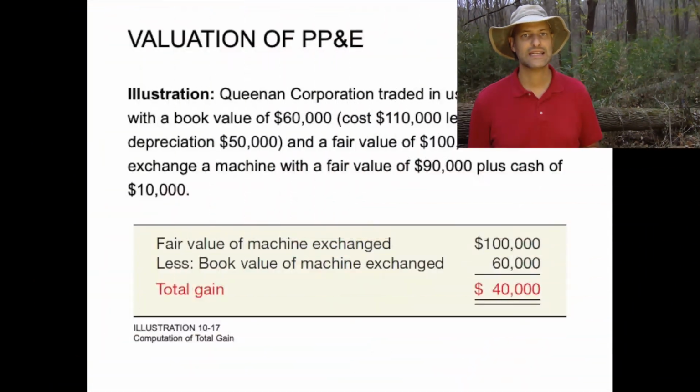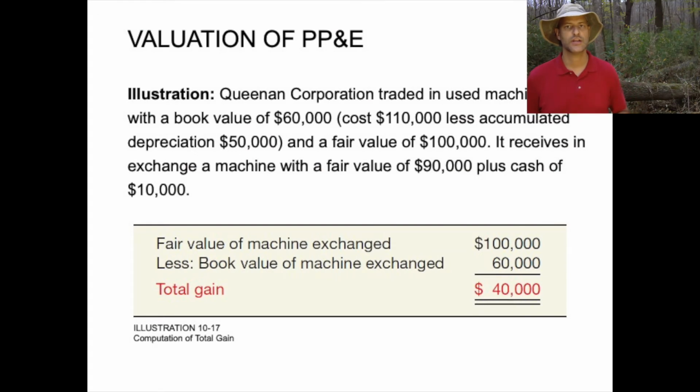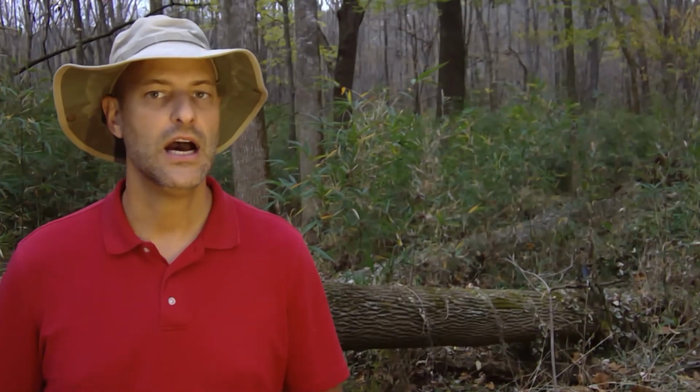So if we take an example, Queenland Corporation traded its used machinery with a book value of $60,000 and a fair value of $100,000. There's a $40,000 gain there. And it receives in exchange a machine with a fair value of $90,000 plus cash of $10,000. So it did get $10,000 cash, which is some portion of the price.